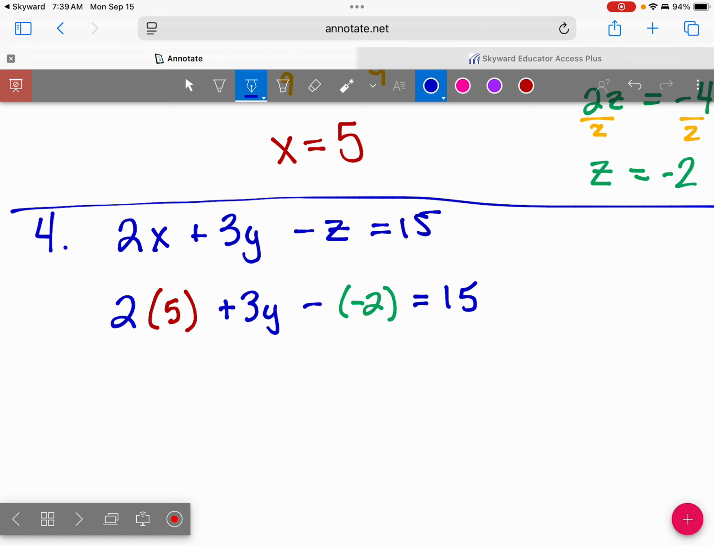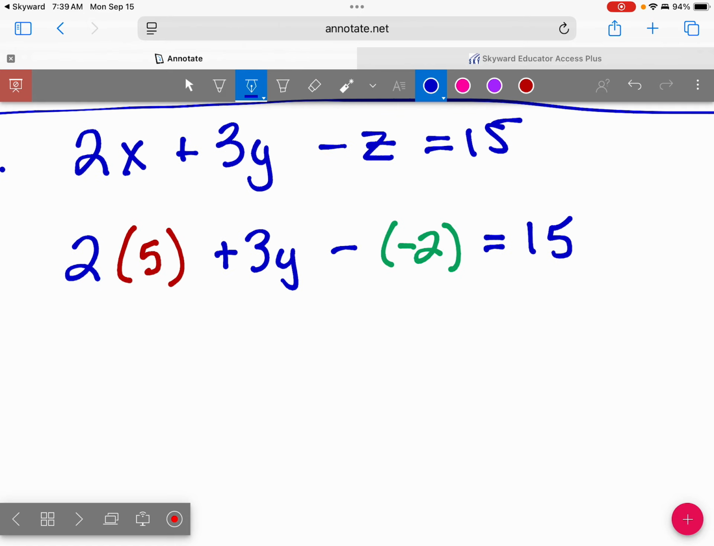This ponytail's gonna drive me nuts all day long. It's okay, commitment to the bit.